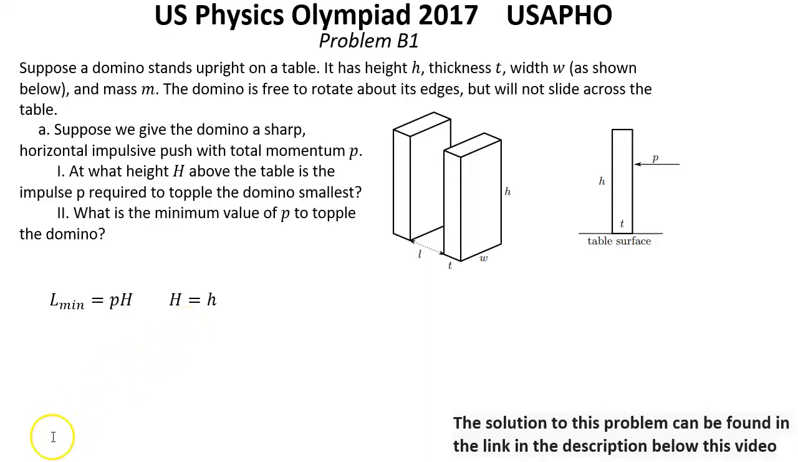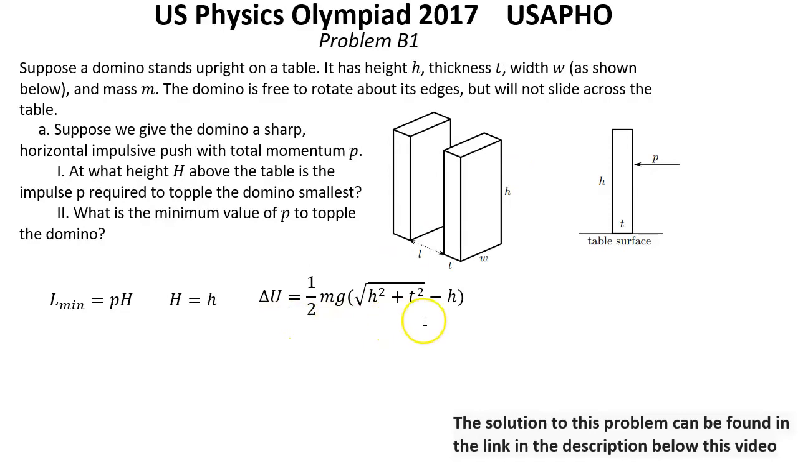Second question. In the second question, we can use energy conservation. If we push this domino with momentum p, we add some kinetic energy. This kinetic energy must be enough to overcome the change of potential energy for rotation. So we need to find the highest point for this domino and compare it to the initial height of the center of mass.